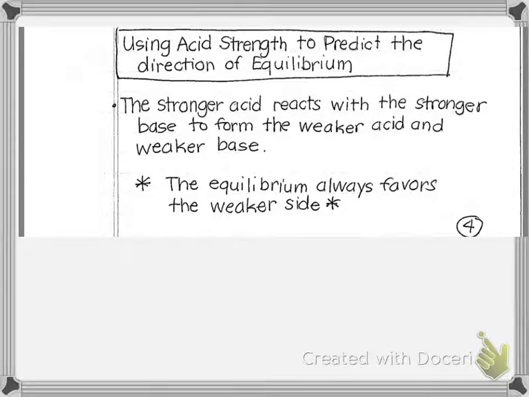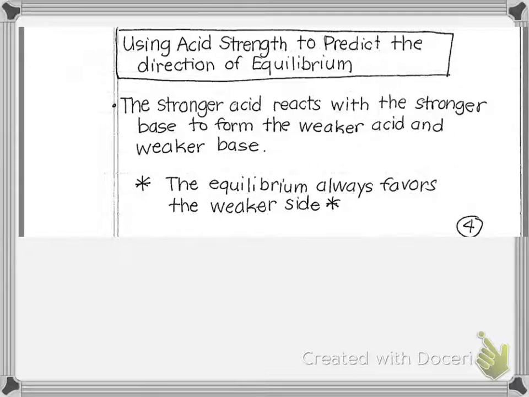Now, one thing we can do with acid strength is predict the direction of an equilibrium. Remember, equilibrium reactions are reversible, they go back and forth. At equilibrium, the rate of the forward reaction equals the rate of the reverse reaction. We know that some equilibriums favor the reactants, some favor the products, and there are those cases where you have a substantial amount of both reactants and products.